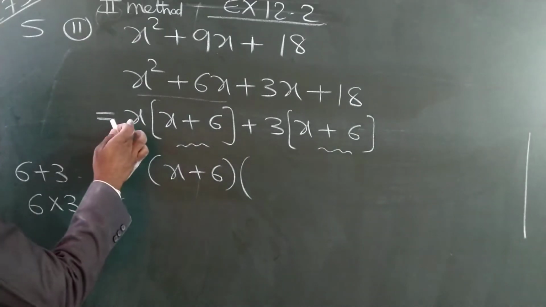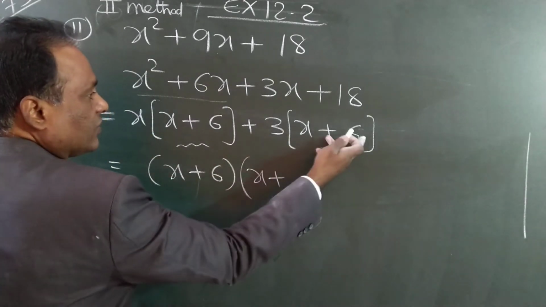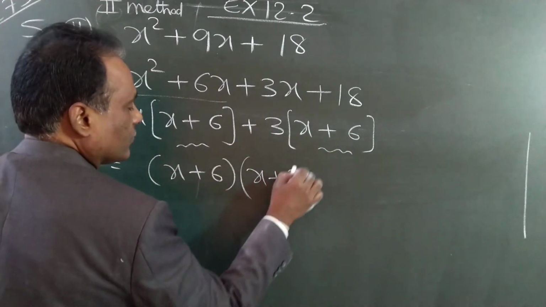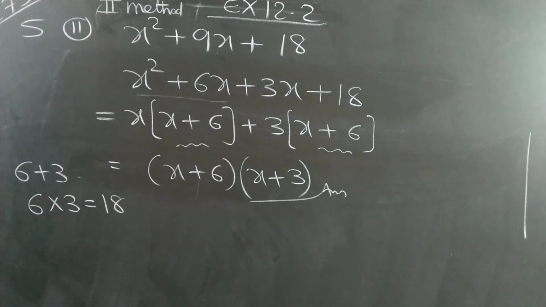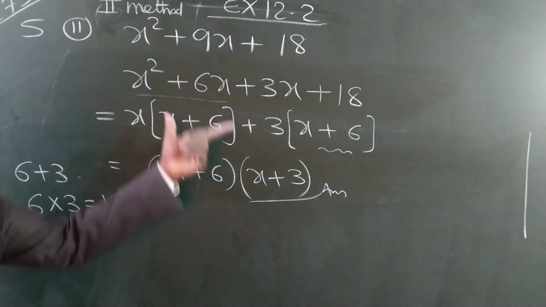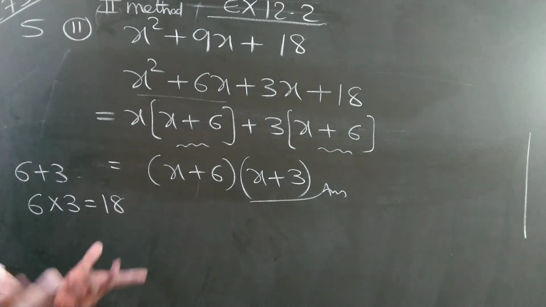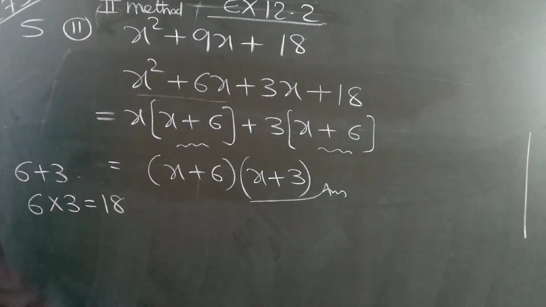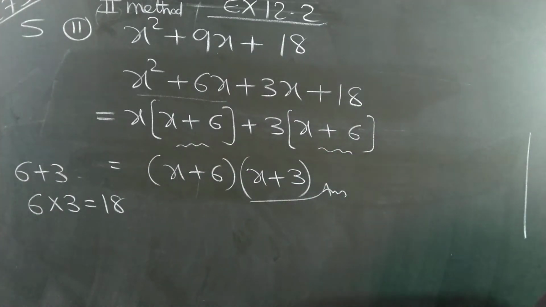What is the next factor? X plus 6 common means x remains. Plus x plus 6 common means 3 remains. Same problem I explained in 2 methods. But in higher classes and even later on, whenever you get this type of factors, we apply this method only. We don't apply that formula method. But I will explain both. So write down, this is the second method.